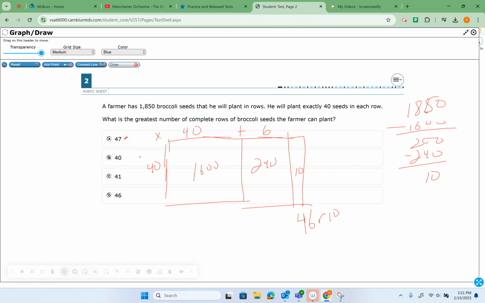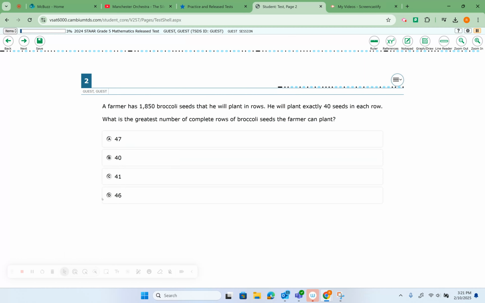This is a STAAR test. Just however we can figure it out, that's what we do. I try to avoid that old traditional algorithm as much as I can and do pictures and tables and things like that, just to kind of help my fifth graders find different ways to get to a solution.